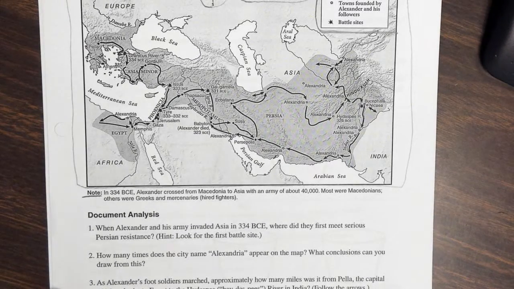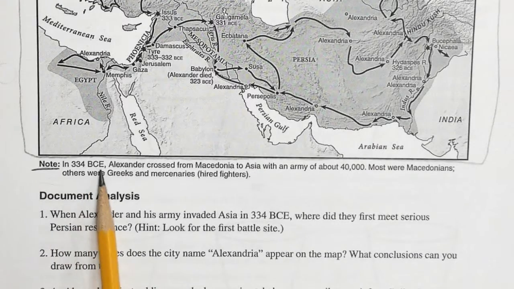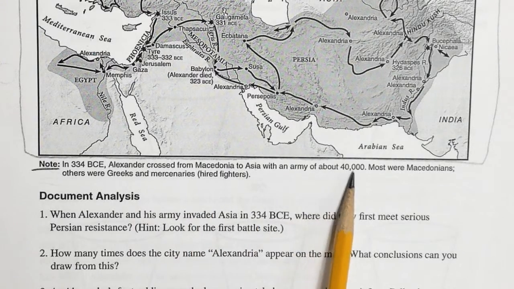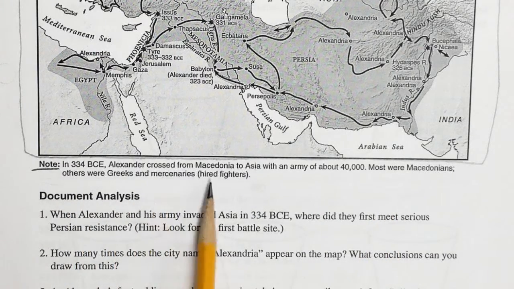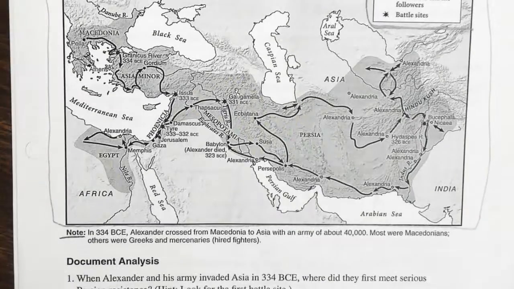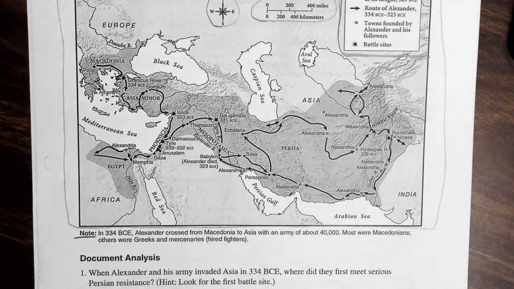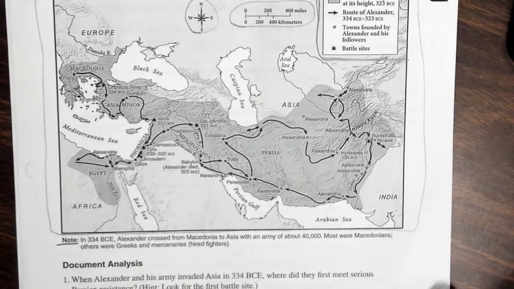Let me do one for you with an example. Okay? The note. In 334 BCE, Alexander crossed from Macedonia to Asia with an army of about 40,000. Most were Macedonians, others were Greeks and mercenaries, and mercenary means hired fighters. Okay? Now, does that sound like something that makes him great or not so great? Well, I think it's almost both.